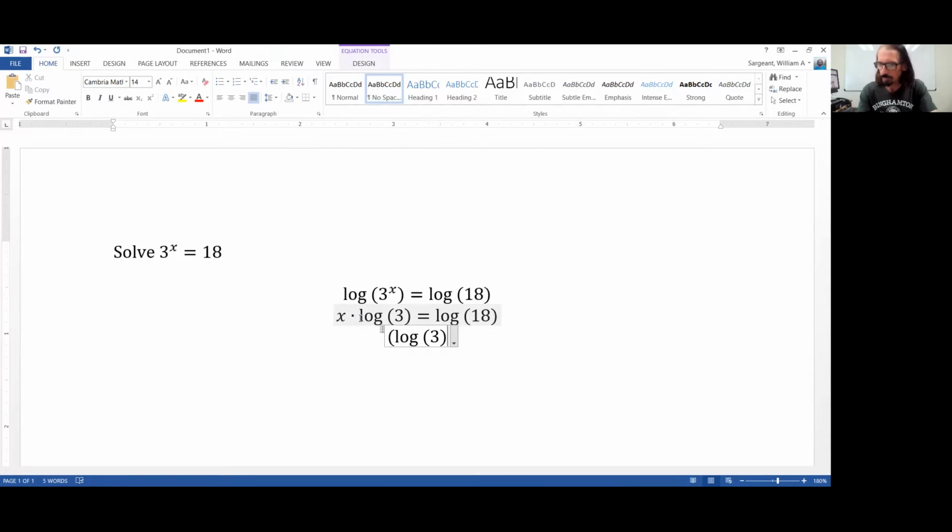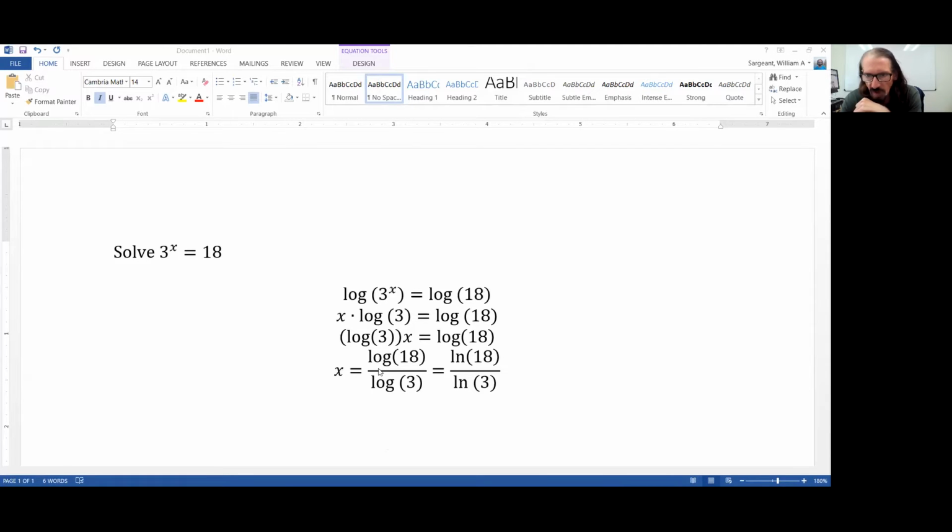Whatever that is equal to as a number, it's multiplied to x. So I can divide by that coefficient. x will equal the log of 18 over the log of 3. If I'd done the natural log of both sides instead, it'd be the natural log of 18 over the natural log of 3. Either way, I'm going to look at that on the calculator. What I've typed here is 2 possible ways to give an exact answer. If you are asked for a decimal approximation, then go further.